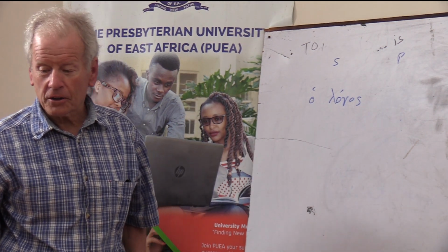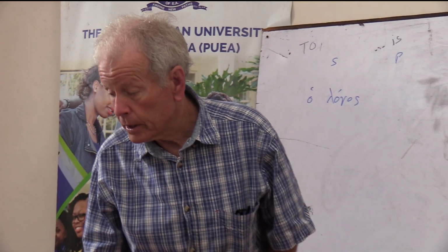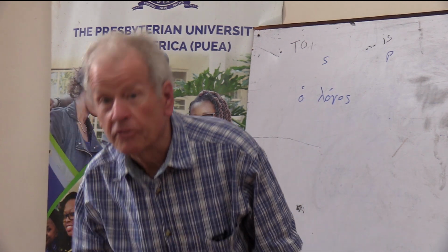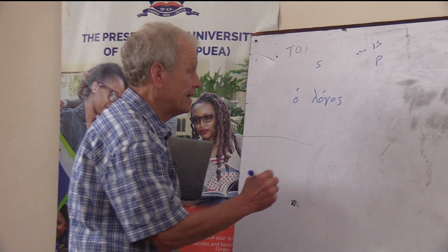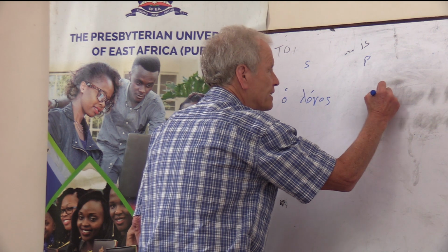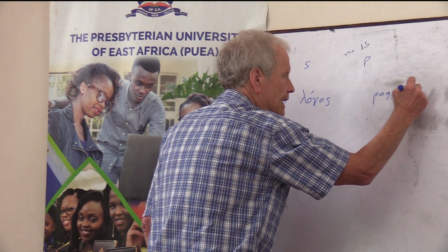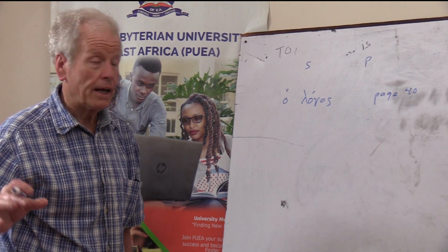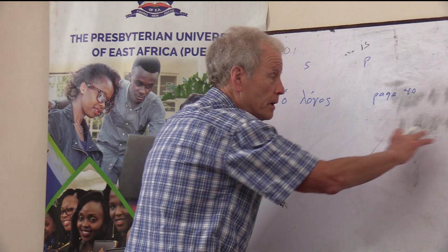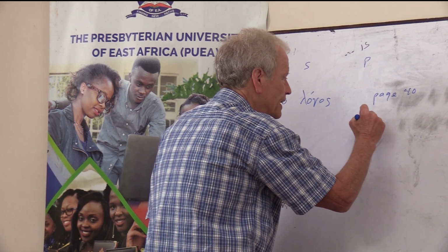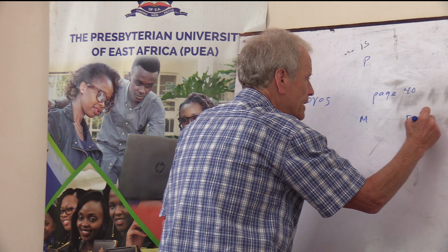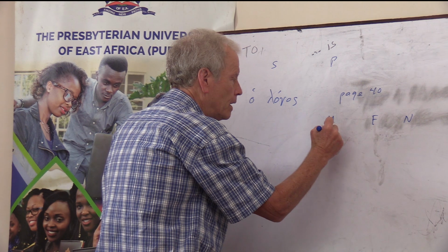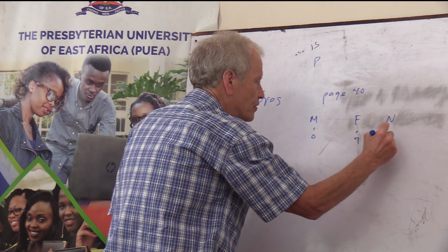You want to learn the articles, and they are on a page in your book. You'll find all the forms of the article on page 40. So page 40 is a very important page in Wenham. So you see the three genders of the article all decline. Masculine, I'll do them by gender this time. Masculine, feminine, and neuter in the singular first. So ho, hē, and to.